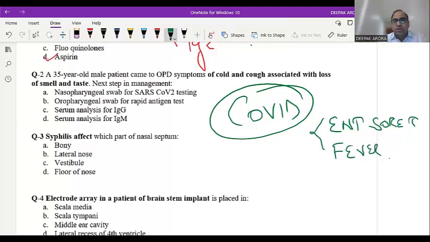So the patient is coming with cold and cough with loss of smell. We are suspecting COVID infection. We will go for a nasopharyngeal swab for the COVID test. Clear? Coming to the next one.